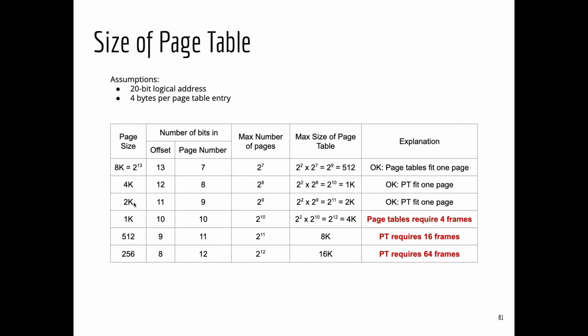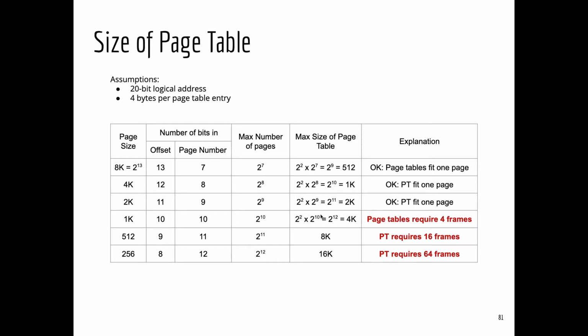But as you decrease the page size, then the number of pages will be higher. So in this case, with pages of 1K, and 1K is 2 to the power of 10, because 10 bits have been given to the offset, with a 20-bit address, we have only 10 bits for the page number. A 10-bit page number will give you a maximum number of pages of 2 to the power of 10, and if each page entry requires 4 bytes, then the total size of your page table can be as high as 4K.